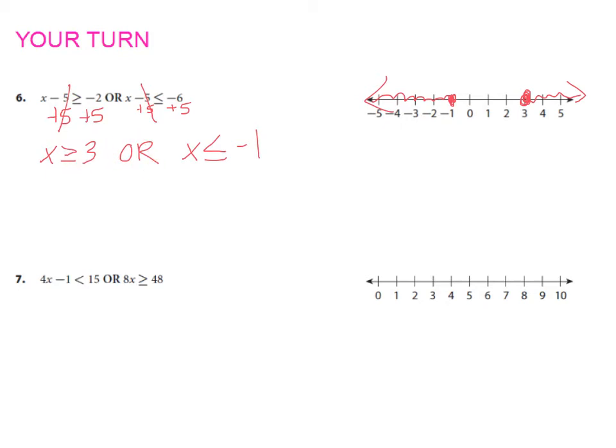Or, make sure you write the word or, then I have to do this one. Add the 5 to get the x by itself. So then x is going to be less than or equal to negative 1. So to graph this, I start off with this one.